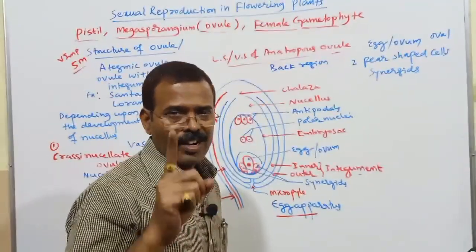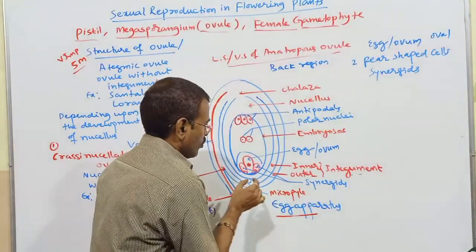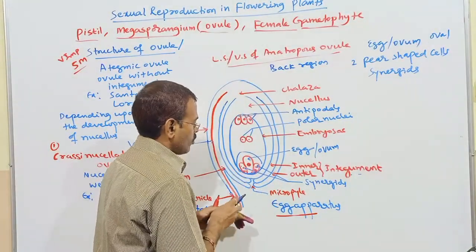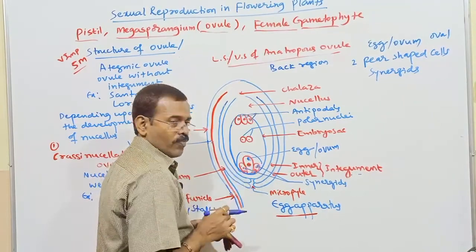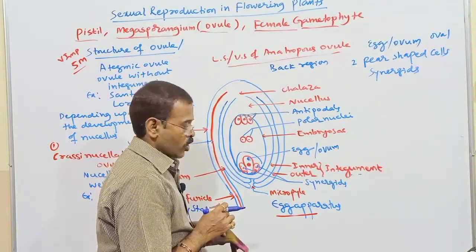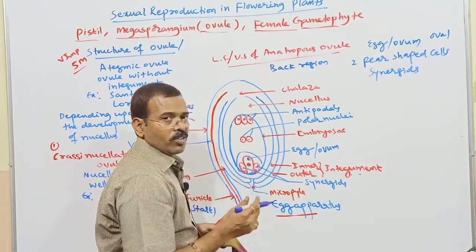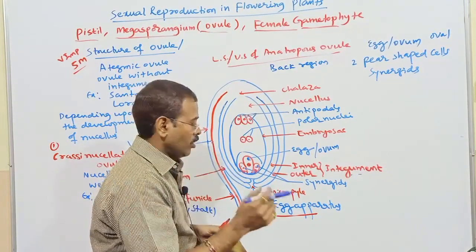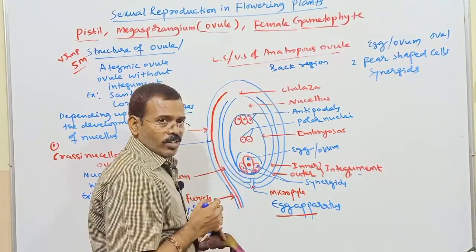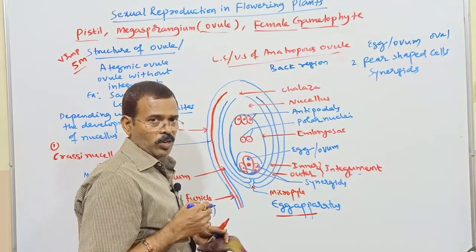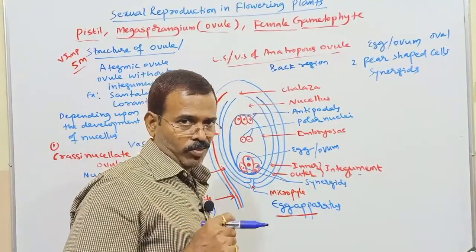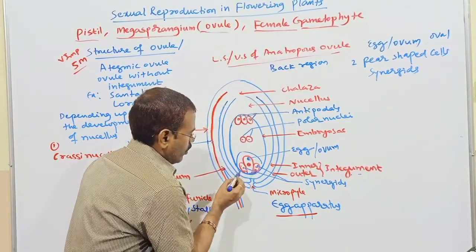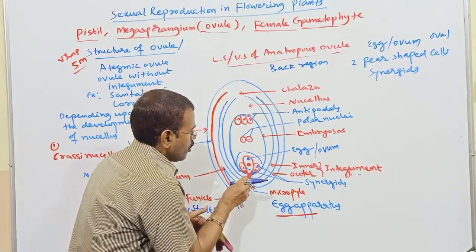So the egg apparatus contains one egg, which is comparatively large, oval-shaped, in the center, having a prominent female nucleus and vacuole. On either side you have pear-shaped, comparatively smaller synergids containing nucleus and vacuole. These synergids have a special apparatus, which is what you are seeing.